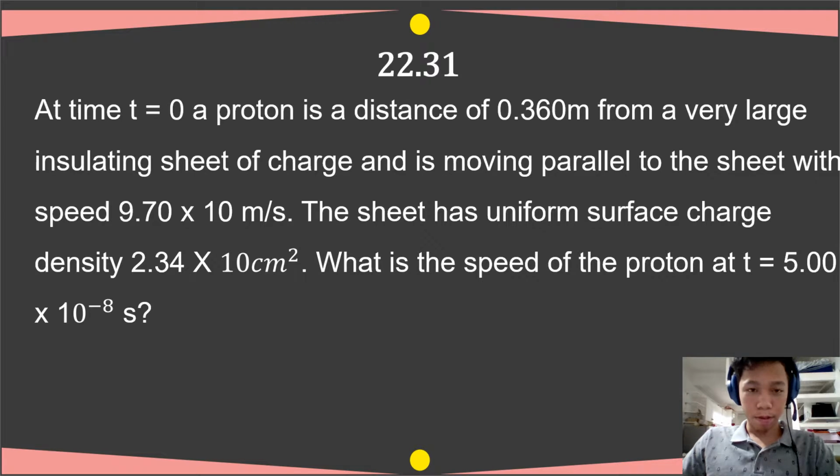So the last problem, at time t equals 0, a proton is a distance of 0.36 meters from a very large insulating sheet of charge and is moving parallel to the sheet with the speed of 9.7 times 10 meters per second. The sheet has a uniform surface charge density 2.34 times 10 centimeters squared. So what is the speed of the proton at t equals 5 times 10 raised to negative 8 seconds?